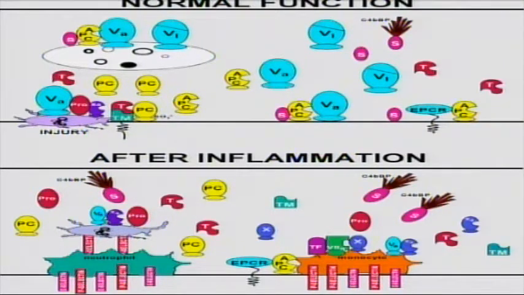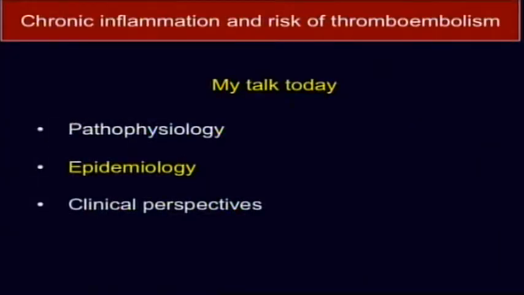So in other words, there are a number of pathological situations that explain how this patient has got such a number of complications. But let's see some data about the epidemiology of the correlation between chronic inflammation and the risk of venous thromboembolism. I'm going to show you just a few examples. Not too many.